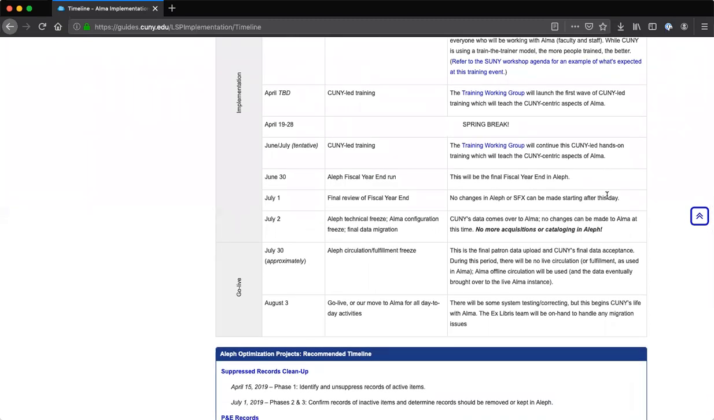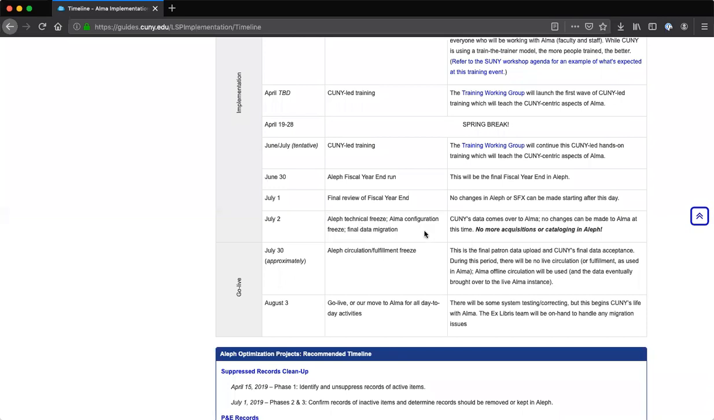June 30th is when we will run the last fiscal year end ever in Aleph. July 1st, we will review the fiscal year end, and starting after that day, so July 1st will be the last day we can make changes in Aleph or SFX, because starting July 2nd, our data will have a final load when it will come over to Alma.